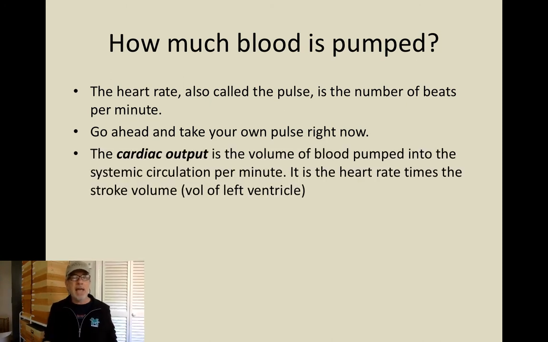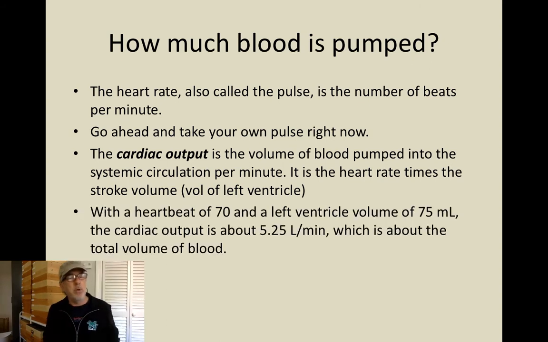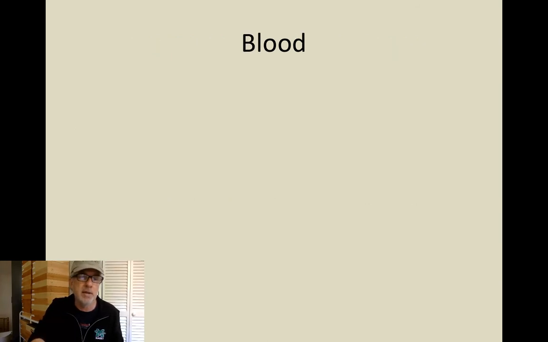Now, the cardiac output is the volume of blood pumped into the systemic circulation per minute. So it's the heart rate times the stroke volume, which is the volume of the left ventricle. So with a heart rate of 70 beats per minute and a left ventricle volume of 75 milliliters, the cardiac output is about 5.25 liters per minute, which is about the total volume of blood once every minute, 24 hours a day for your entire life.